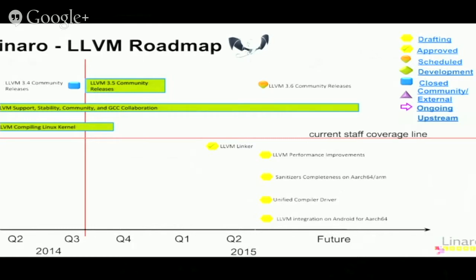There's not a lot of room for other interests, and I know many of you have interest in Linaro working on what you see below the line. There's a lot of interest in performance improvements, sanitizers, the unified compiler driver, which we discussed earlier, and LLVM integration on Android for AArch64. We've been talking with all of the members about how we express your interest and how we'll envision your interest as far as what we're working on. Those discussions will continue.